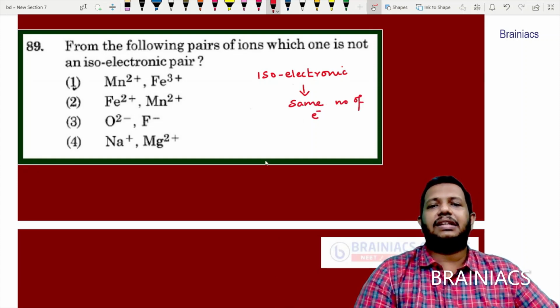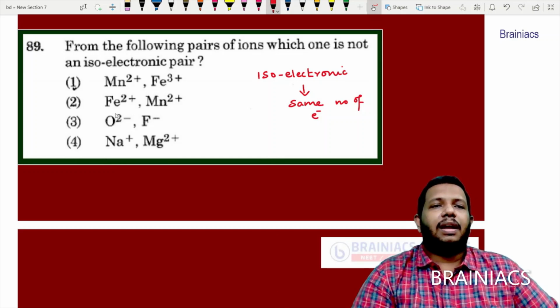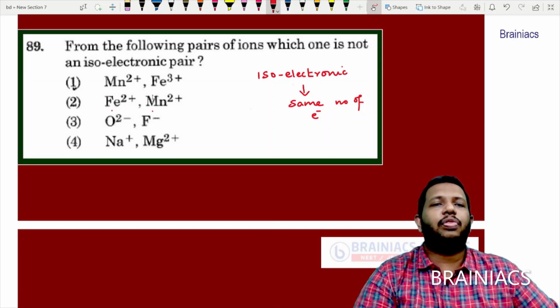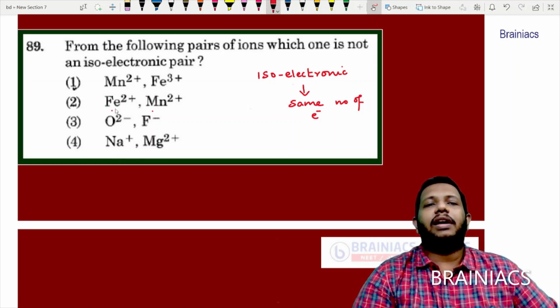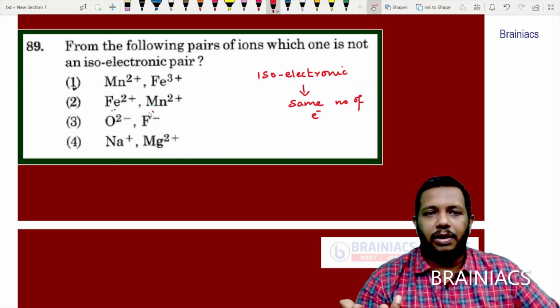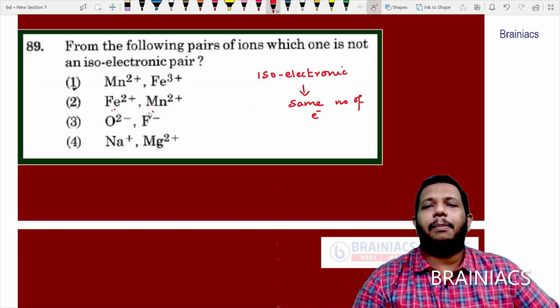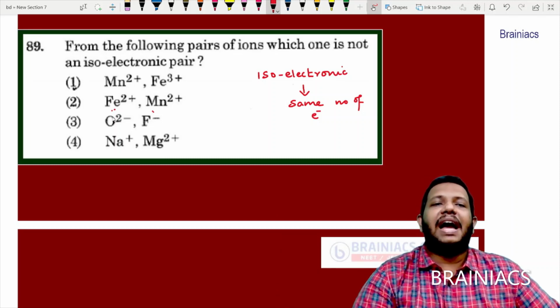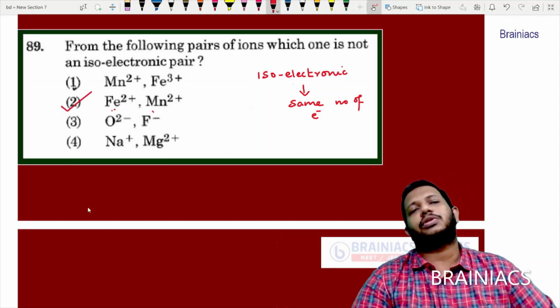Here I can easily tell one shortcut. If you see here, manganese, in option 2 you can see iron and manganese both are in +2 oxidation state. So I know that iron and manganese have different atomic numbers. If they have different atomic numbers and both of them are removing the same number of electrons, surely their number of electrons will be varying. From that itself I can easily say the answer is option 2.